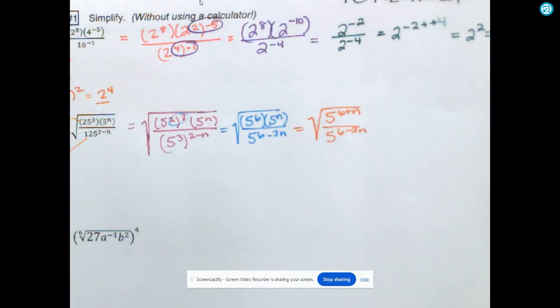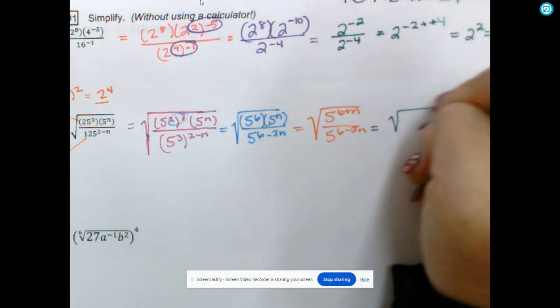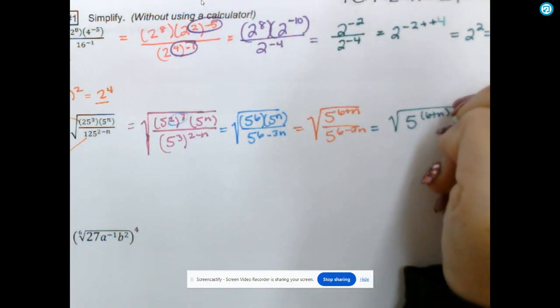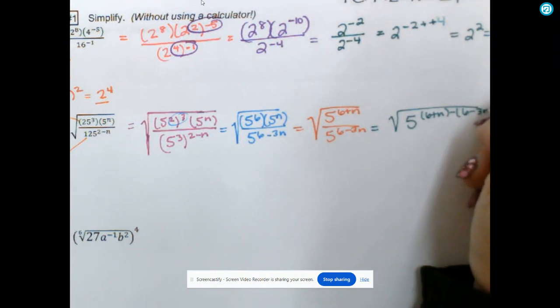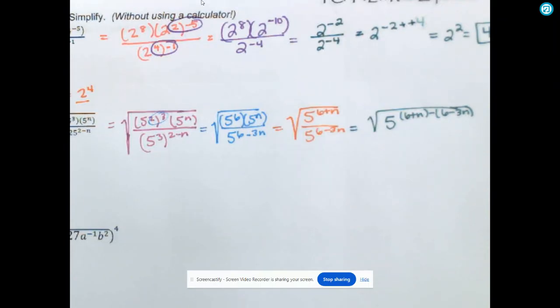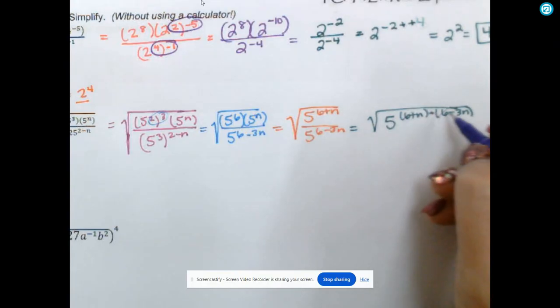All right, when you divide, you subtract. So that's going to give me the square root of 5 to the 6 plus n minus 6 minus 3n. All right, simplify that out. So 6 minus 6 cancels here, and n minus, so that's going to be a positive 3n.